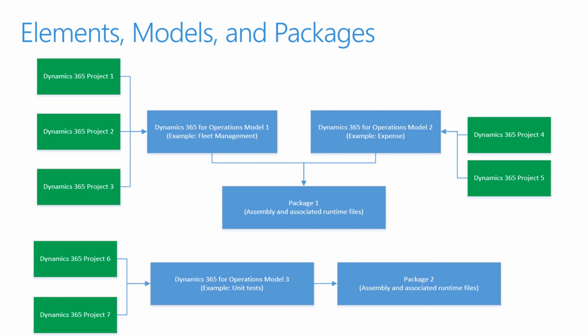A Dynamics 365 for Finance and Operations model is a group or collection of elements that are related by a common originator, purpose, or other grouping. For example, there may be a warehouse management model or a fleet management model in the system.